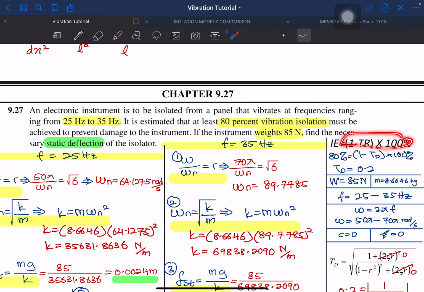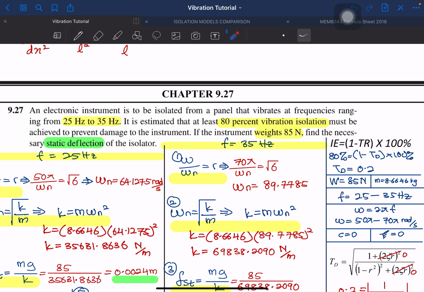This one I just copied from the PDF just now. Your isolation efficiency is given as 80%, so you just have to calculate this: 1 minus TD equals 80% divided by 100%. Basically you'll get your TD to be 0.2.